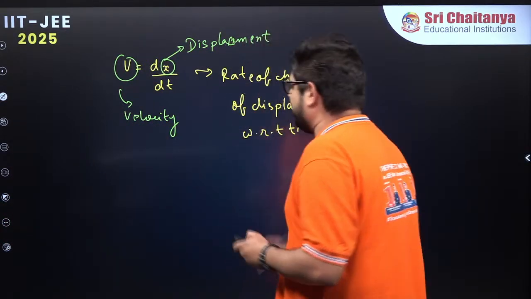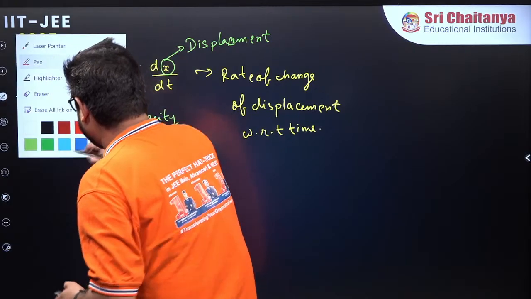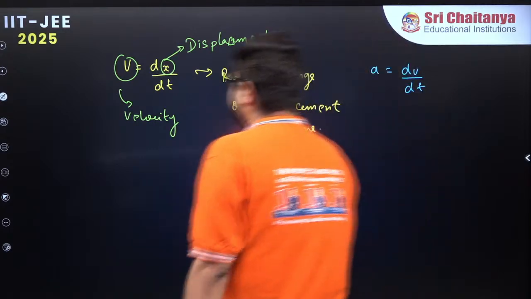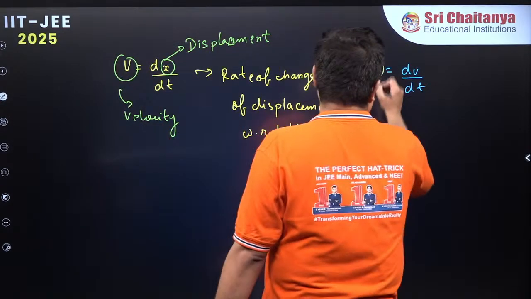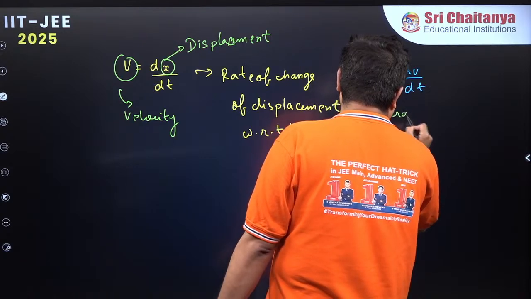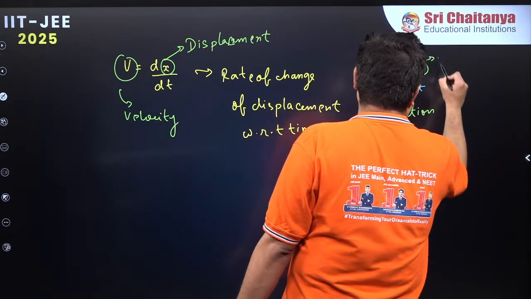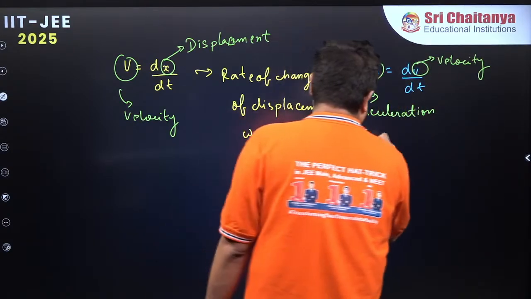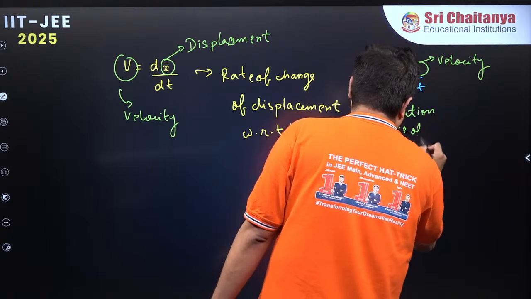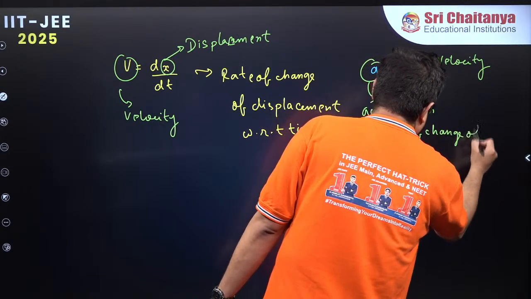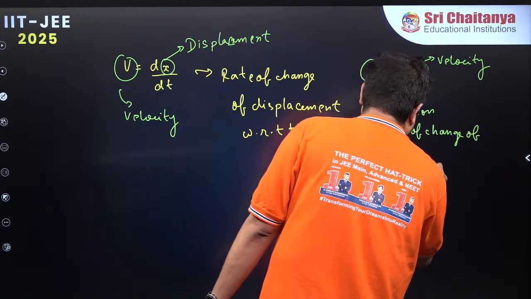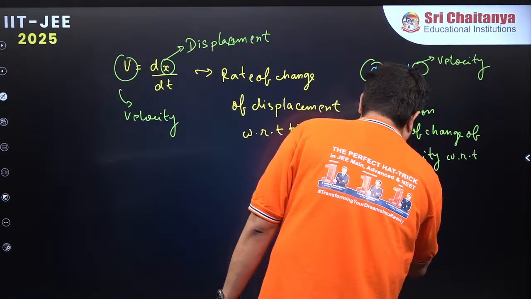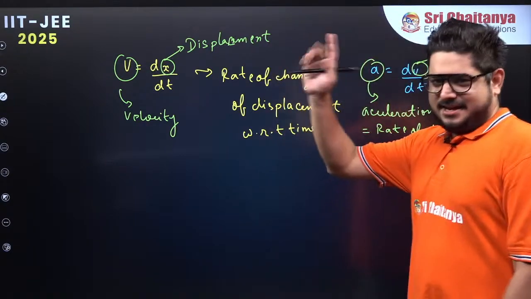Now, another equation which we used initially, if you can recall, was a can be written as dv by dt, where a stood for acceleration and v stood for velocity, isn't it? So we can say that acceleration is nothing but the rate of change of velocity with respect to time. Yes or no everyone? WRT is the short form which I am using here to denote with respect to time. Okay, if yes, give me a thumbs up.